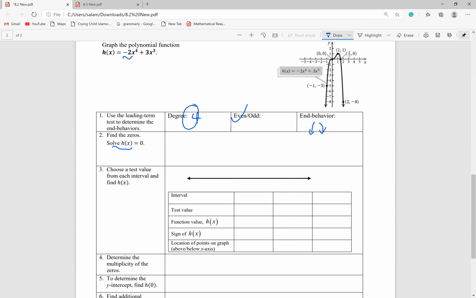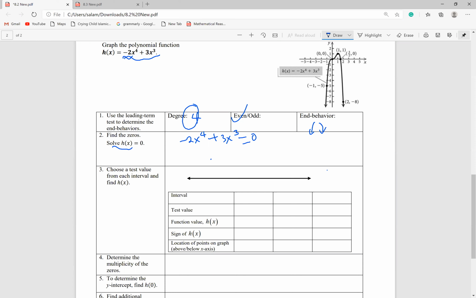So we're going to have to set this equal to 0. So we have negative 2x to the 4th power plus 3x cubed. Then we have to set this to 0. Now let's try to factor what is common. Don't forget, as you're setting this to 0, you're actually looking for the x-intercept. So simply we are looking for the x-intercept.